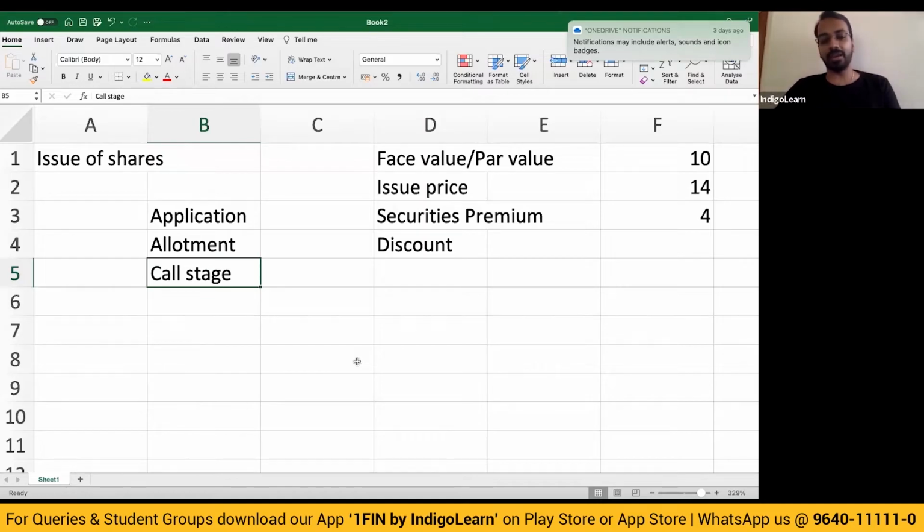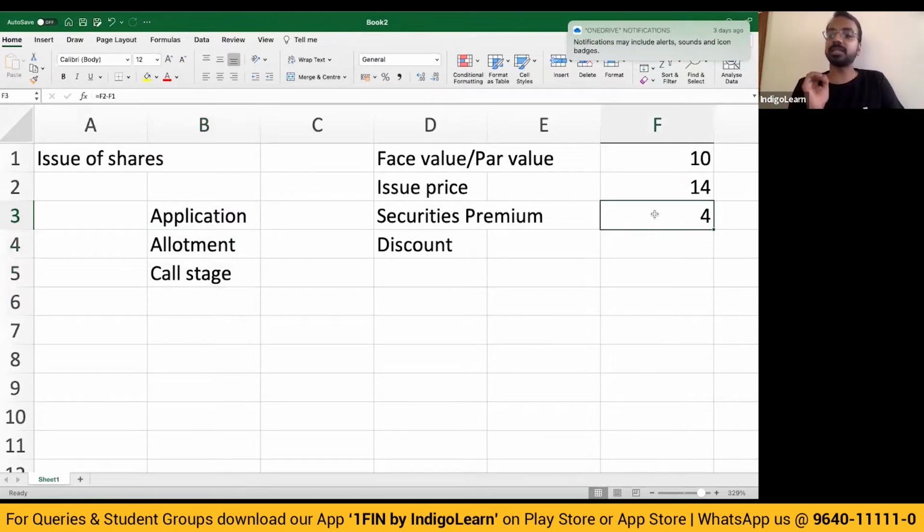In fact, in real life, these 3 stages do not even exist. They simply collect in most cases. Hardly in a few cases, like the Reliance Industries rights issue, there were application and call stages. Otherwise, recently we had this LIC IPO. The entire amount is collected at application itself, your face value including securities premium. That's for your understanding. But you have to read the question and understand at which stage they are collecting this amount. Most of the cases they will ask you at allotment stage or at call stage. If at all they ask you at application stage, you have to be extra cautious.